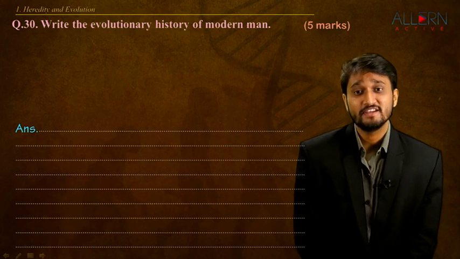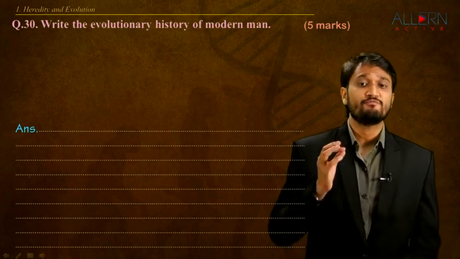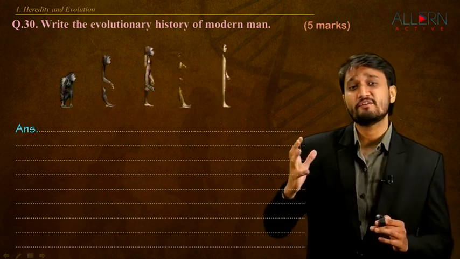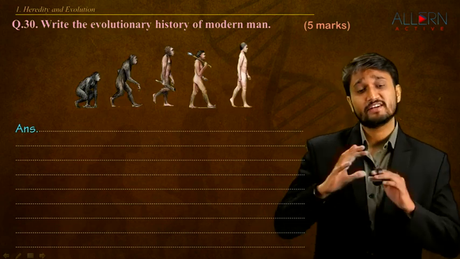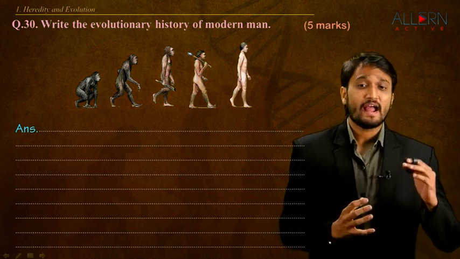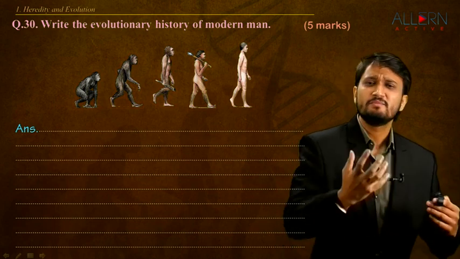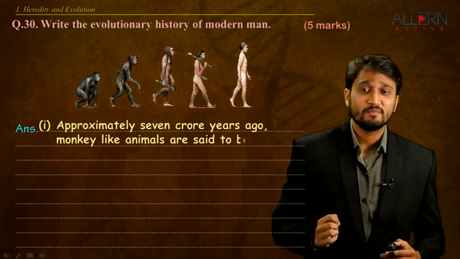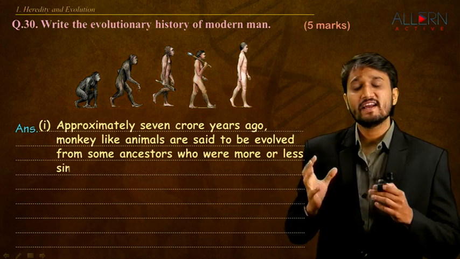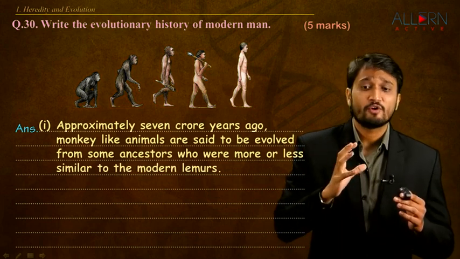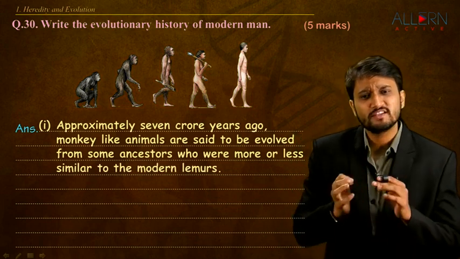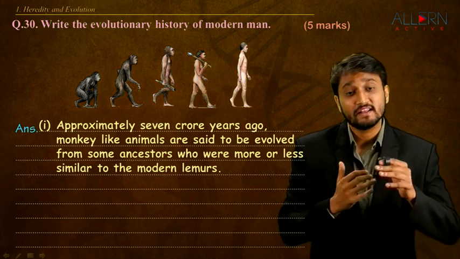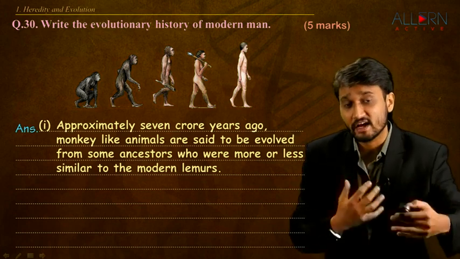Our next question is, write the evolutionary history of modern man. Now, there are a lot of points over here. It all started approximately 7 crore years ago when the dinosaur had gone extinct and monkey-like creatures, rather lemur-like creatures started to appear. That is what we explained in the first point. Approximately 7 crore years ago, monkey-like animals are said to have evolved from some ancestors who were more or less similar to our modern lemurs, right?